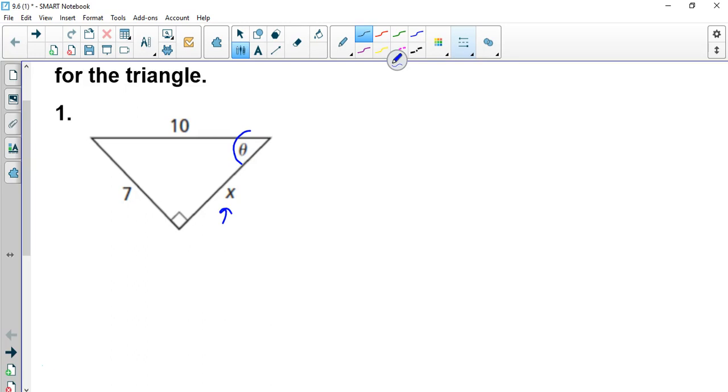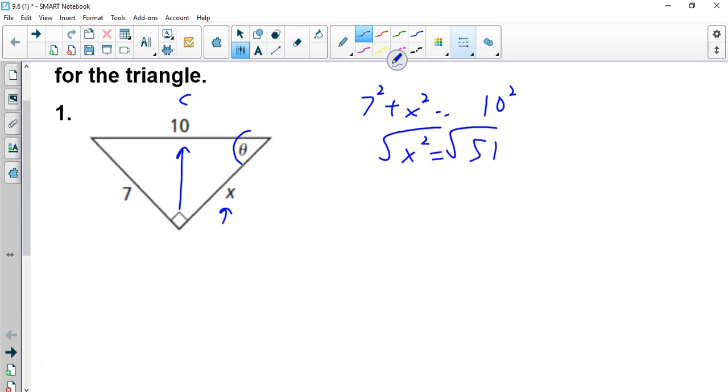So we need to find the missing angle, the right triangle. So there's my C. Remember, that's the most important one. So we're going to do 7 squared plus x squared equals 10 squared, c squared. 7 squared is 49, 10 squared is 100. So when we subtract that, we get 51. Square root both sides. And I'm just going to turn this into a decimal since we're going to be writing it as fractions. X is approximately 7.1.